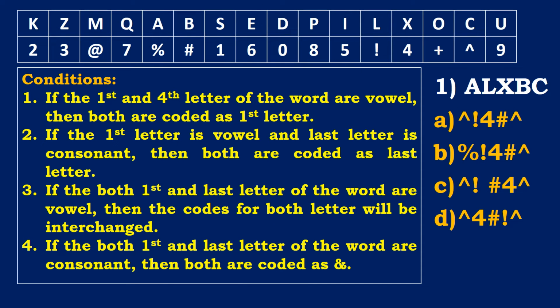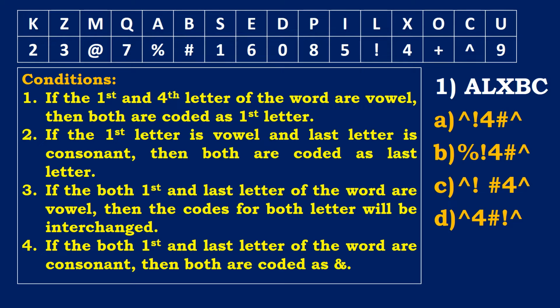Example 2. Some alphabets can be represented as either numbers or symbols. Conditions. If the first and fourth letters of the word are vowels, then both are coded as the first letter. If the first letter is a vowel and the last letter is a consonant, then both are coded as the last letter. If both first and last letters of the word are vowels, then the codes for both letters will be interchanged. If both first and last letters of the word are consonants, then both are coded as IND.